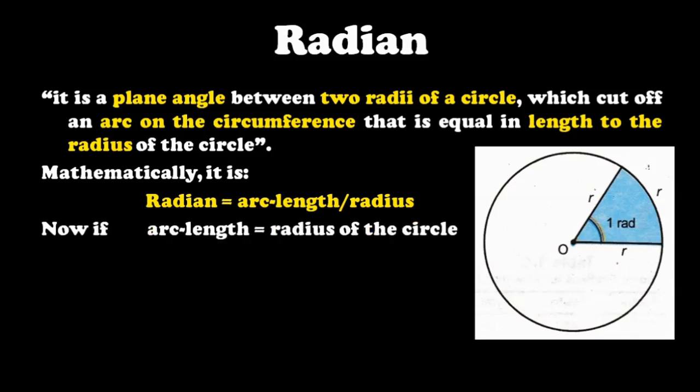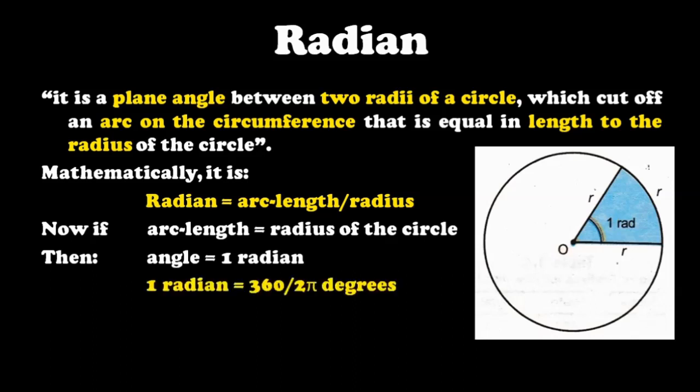Now this arc length, this small r, is the arc length. So that is going to be the same as the radius of the circle. So the radius of the circle is the arc length, and the angle is equal to 1 radian. If arc length is 5 and the radius is also 5, when you divide it, we will get only 1. So 1 radian is explained like this.